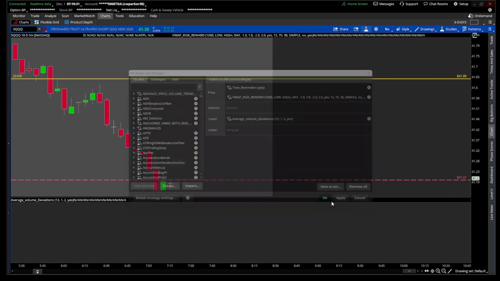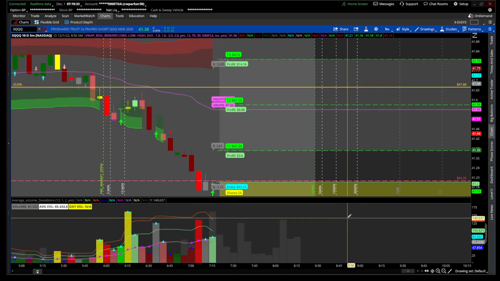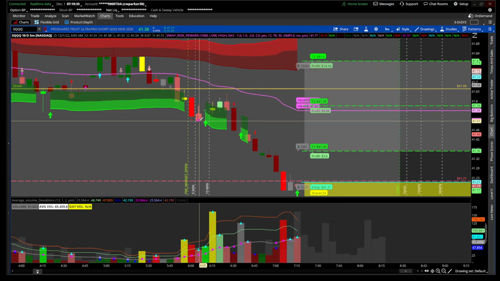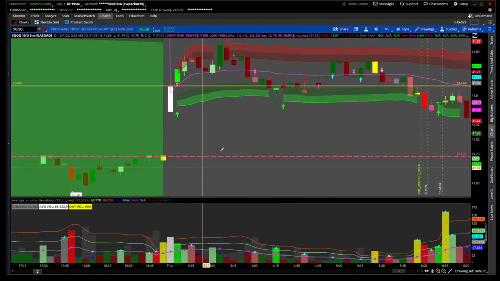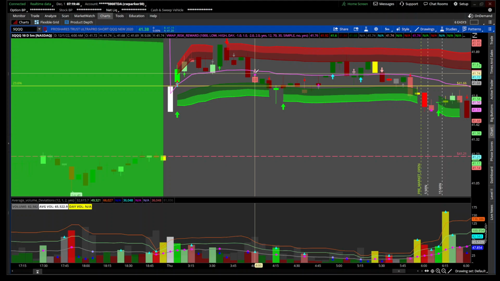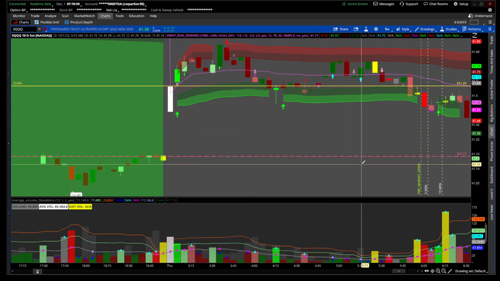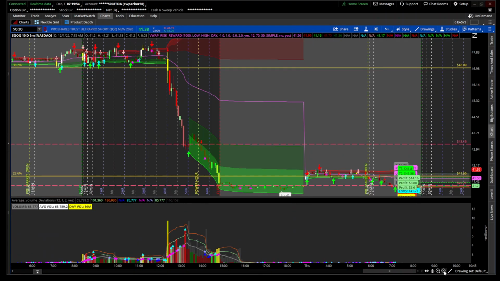So we can go back into it. For the most part, these triangles show that if the triangle is at the low, it means price crossed above oversold. If the triangle is above at the high, it means RSI crossed above overbought.